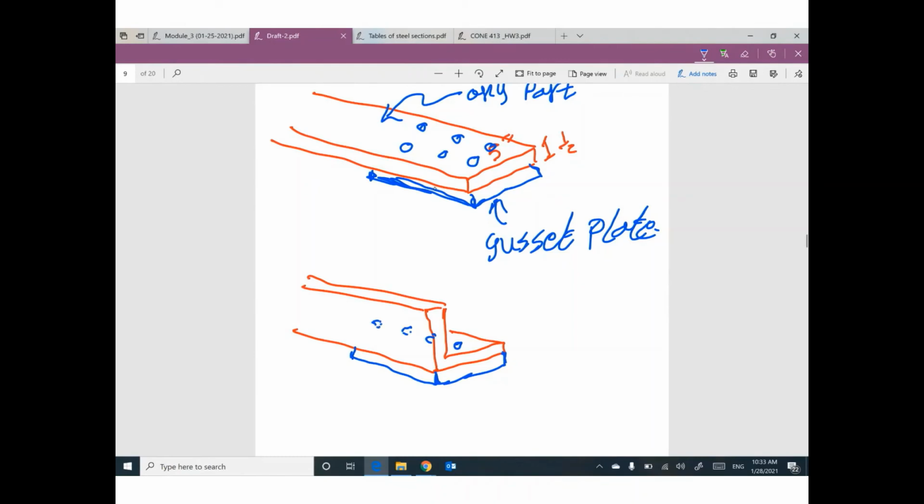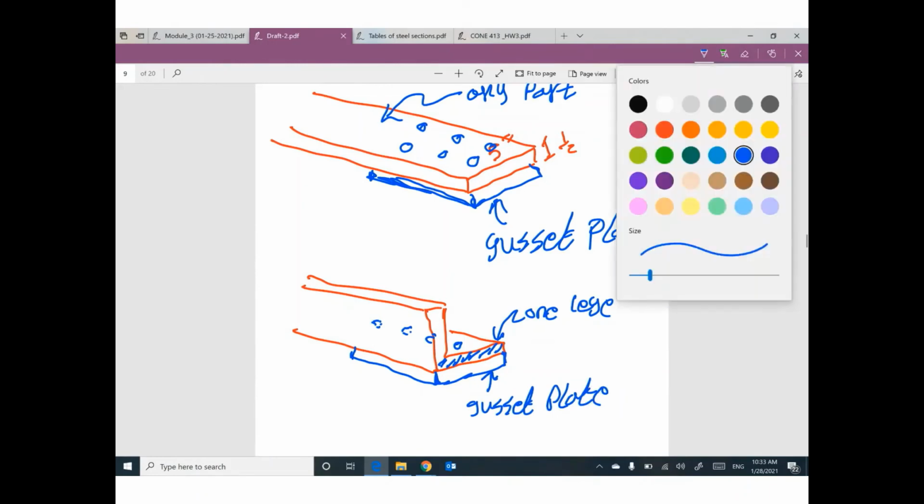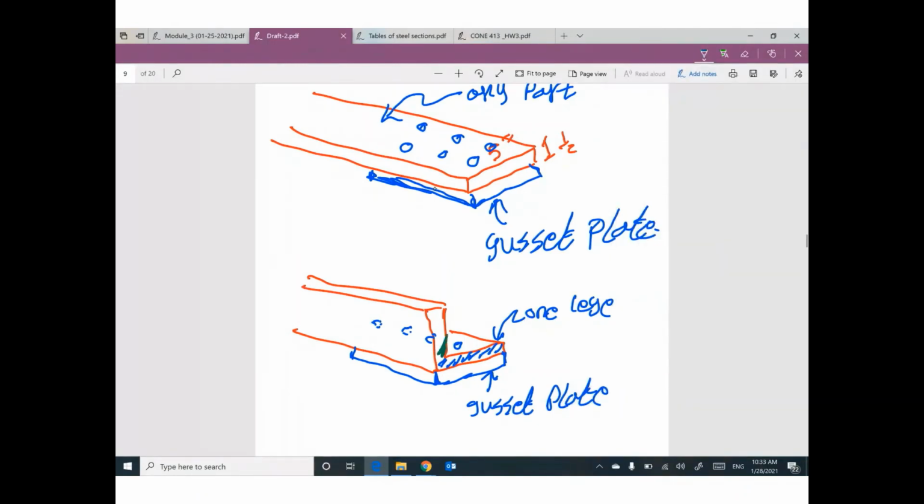These bolts are connected between this leg only and this gusset plate. One leg and the gusset plate. Do you think the vertical element or the vertical leg is connected directly to this gusset plate? No. So area effective equals U times area net.